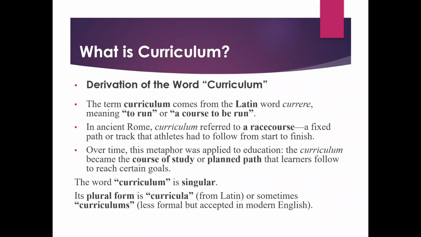The term curriculum comes from the Latin word currere, meaning to run, or a course to be run. As you know, in ancient Rome, curriculum referred to a race course, like horse racing, and they used to have a lot of races in the past. So a race course means a fixed path or a track that athletes had to follow from start to finish. Over time, this metaphor was applied to education. The curriculum became the course of study, or a planned path that learners follow to reach certain goals.